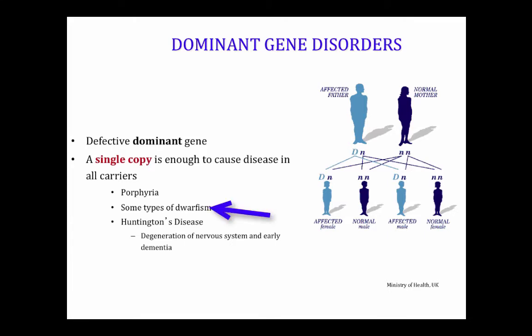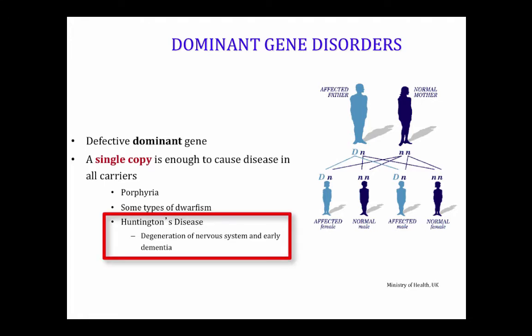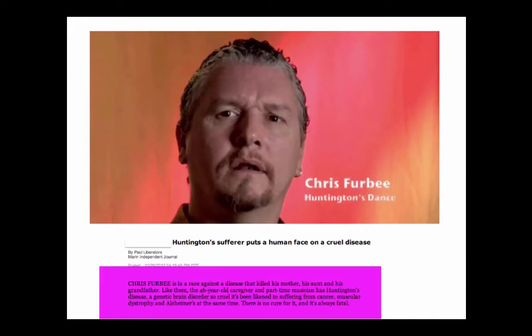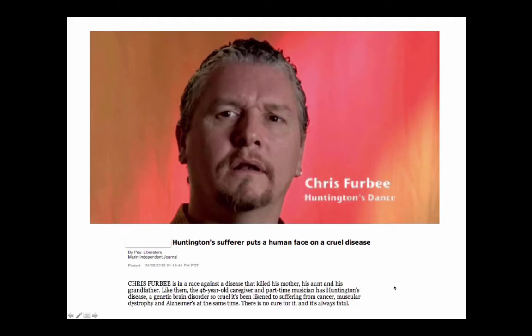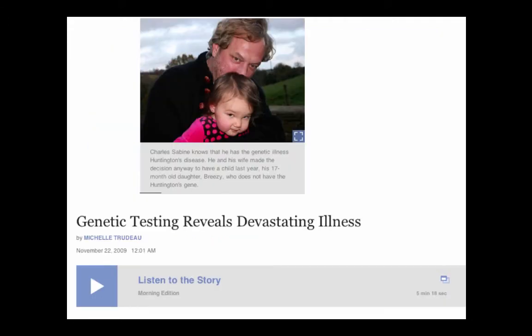certain types of dwarfism, and the one I'll spend a few minutes speaking about is Huntington's disease, a degenerative disorder in which the nervous system is affected and results also in early dementia and death. Chris Furby is in a race against a disease that killed his mother, his aunt, and his grandfather. He also has inherited the disorder, and he is working on a film to raise awareness and to look for a cure.